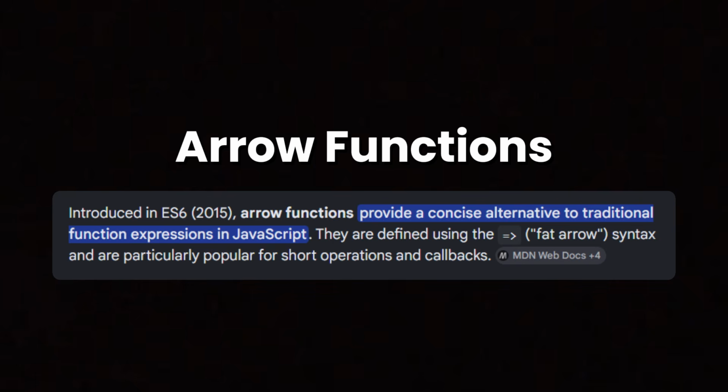Arrow functions are a shorter way to write functions in JavaScript. They look different from regular functions and behave differently too. Let me show you everything you need to know about them.